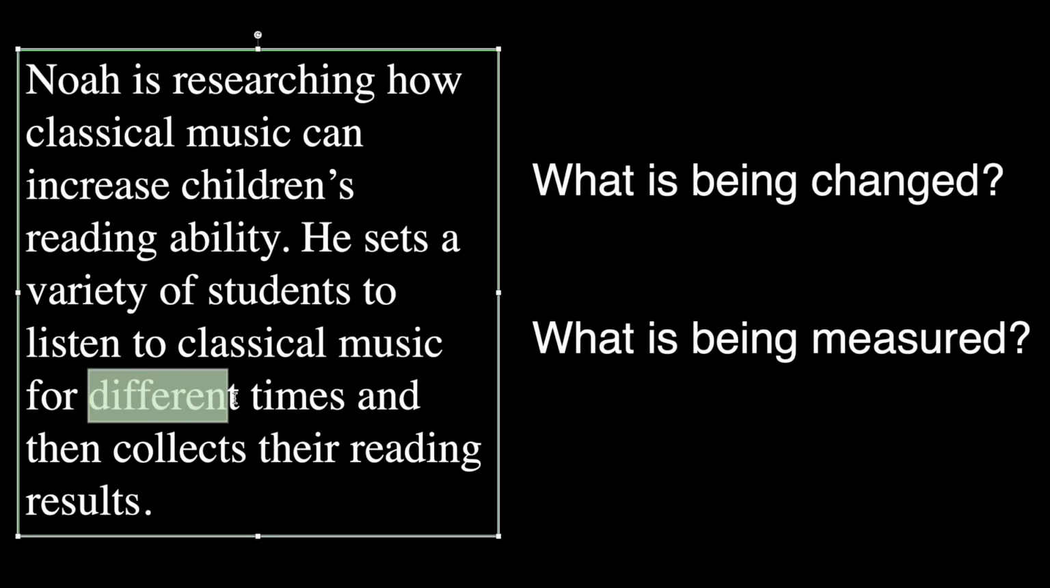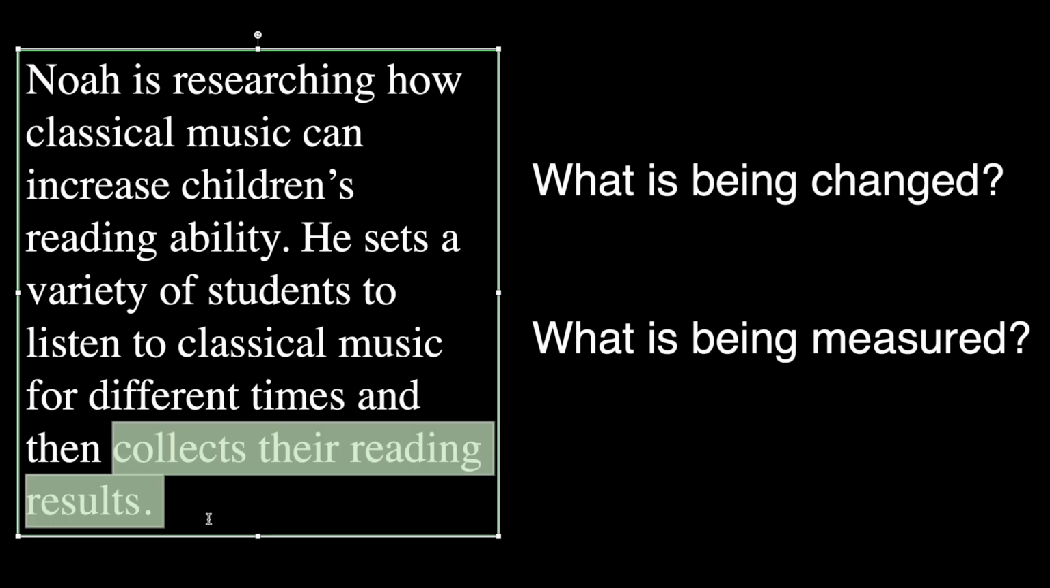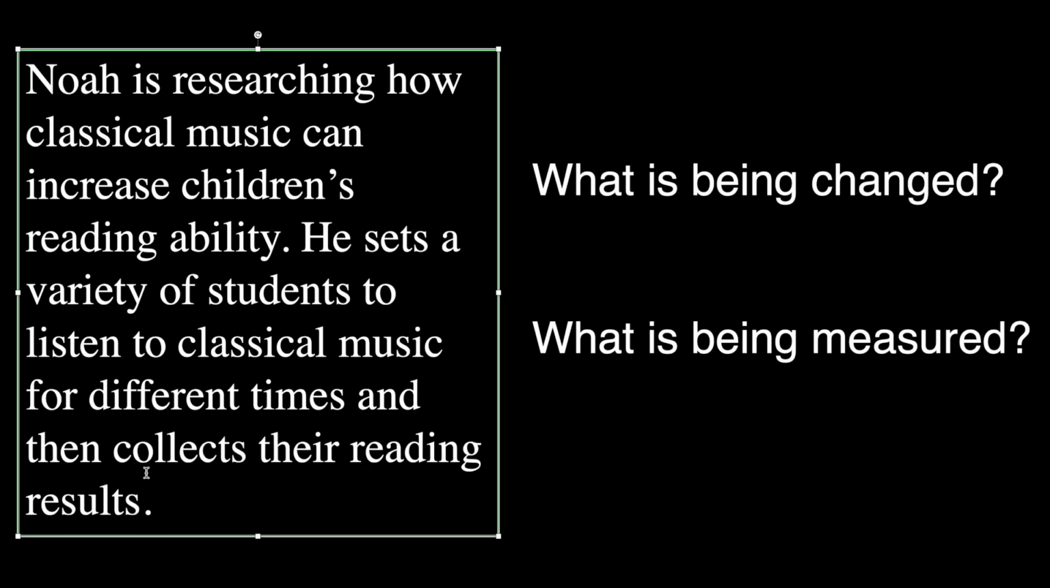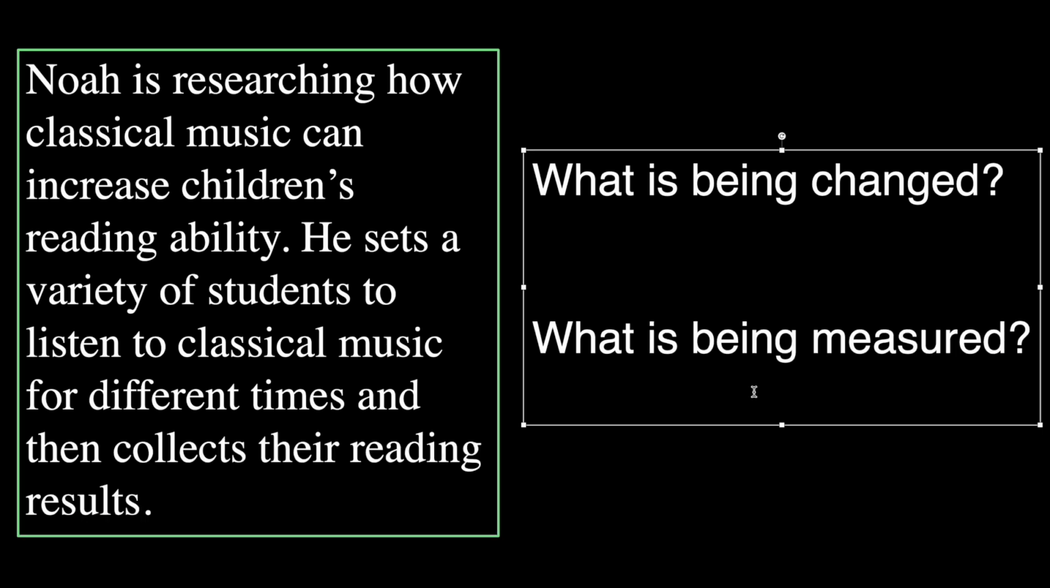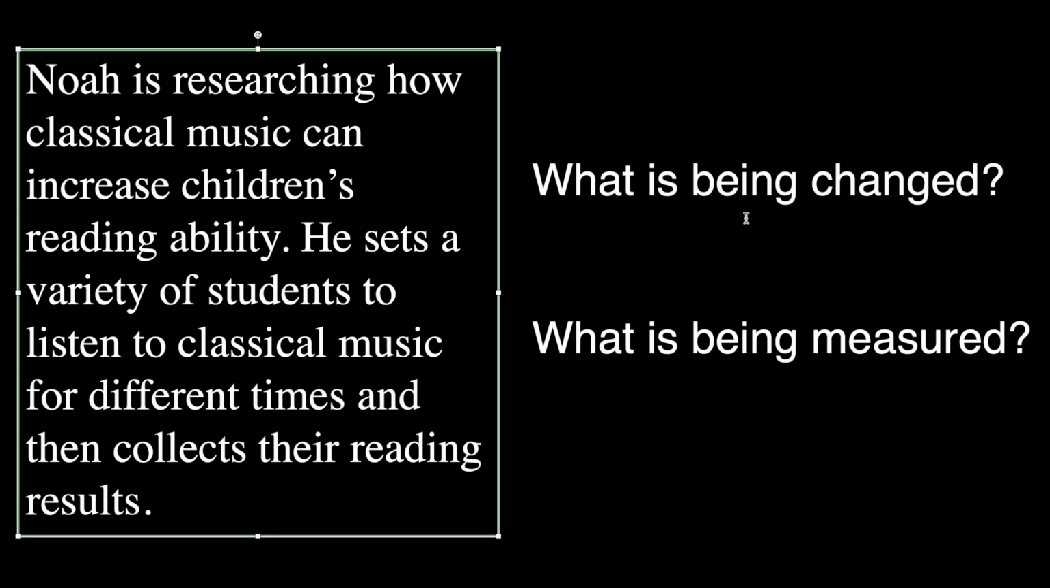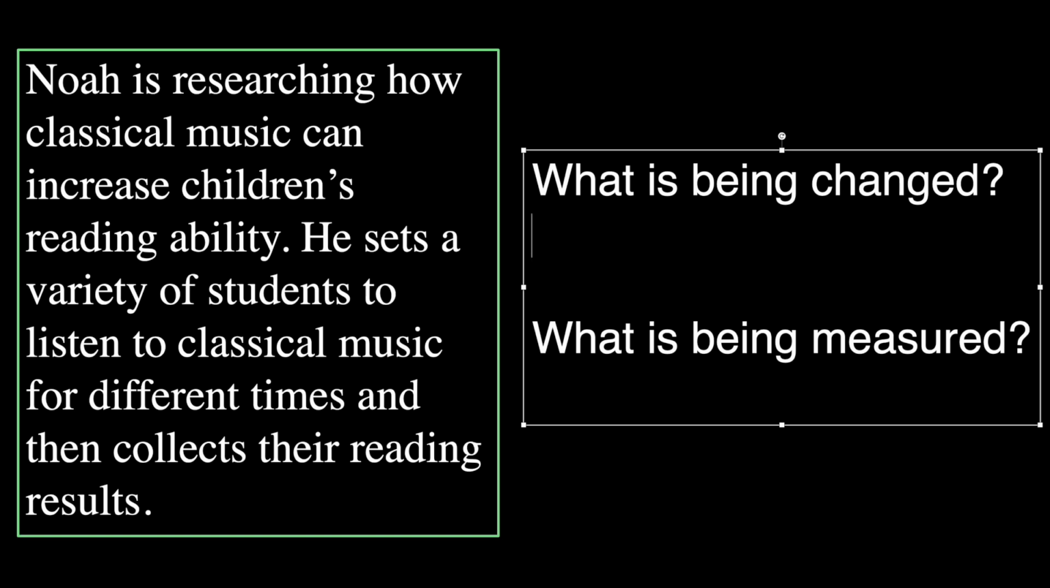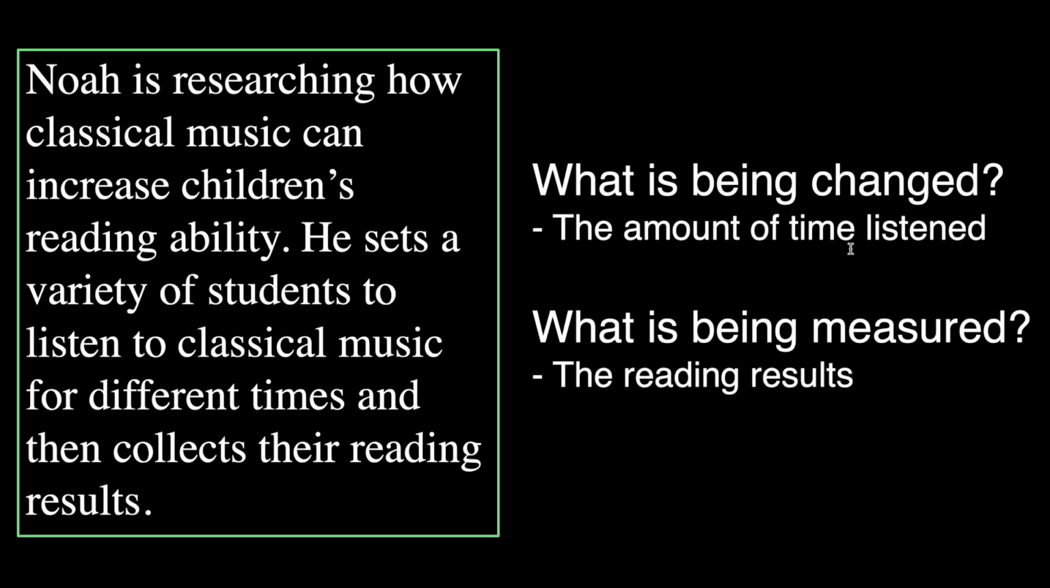Noah is changing the different times. He is collecting their reading results. So as he is collecting their reading results, that is what is being measured. And as he is changing the different times, that's what's being changed. So the amount of time listened is what's being changed, and the reading results is what's being measured.